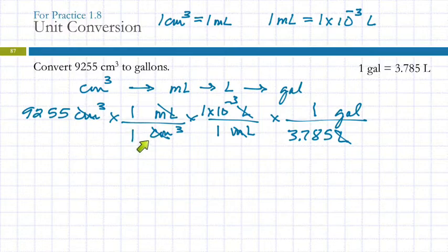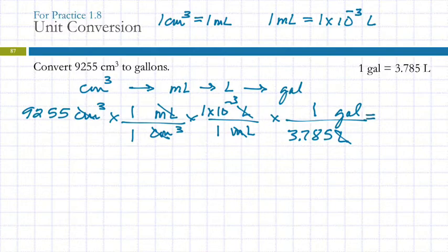This relationship is exact. This one is exact. This one is not exact. The relationship between gallons and liters, those are in different systems. So what this is saying is that exactly 1 gallon is equal to 3.785 liters with uncertainty in that 5. So we think of this as having 4 significant figures. We're starting with 4, so our answer should have 4.